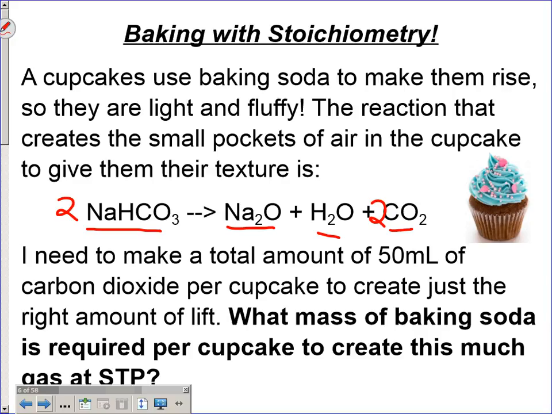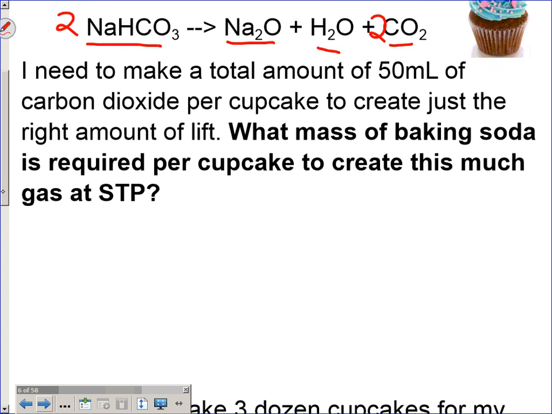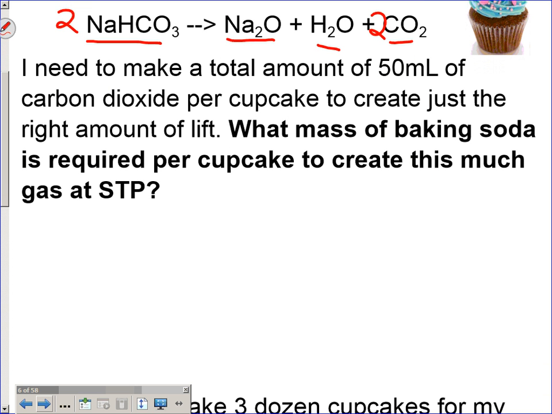All right, so when we go through a problem, you always want to look for the details that matter and identify them, like, what content or which chemical we're talking about. So I'm going to scroll up. I need to make a total of about 50 milliliters of carbon dioxide per cupcake. Okay, so that's something important. We're going to think about that in a second. To create just the right amount of lift. What mass of baking soda is required per cupcake to create this much gas at STP?